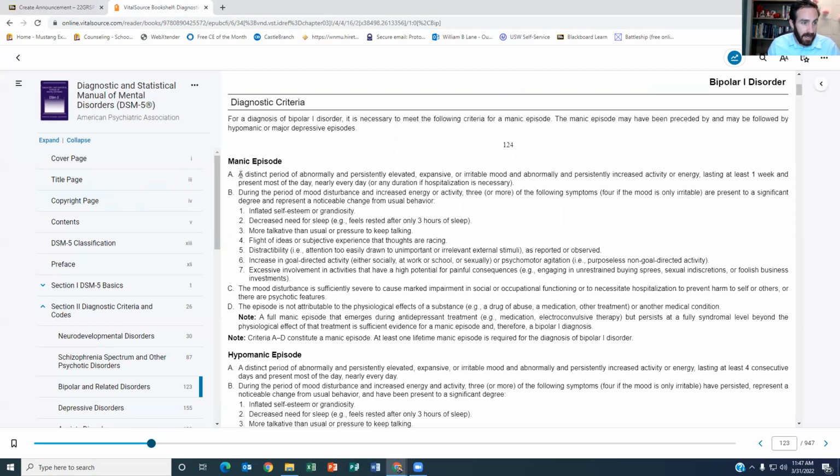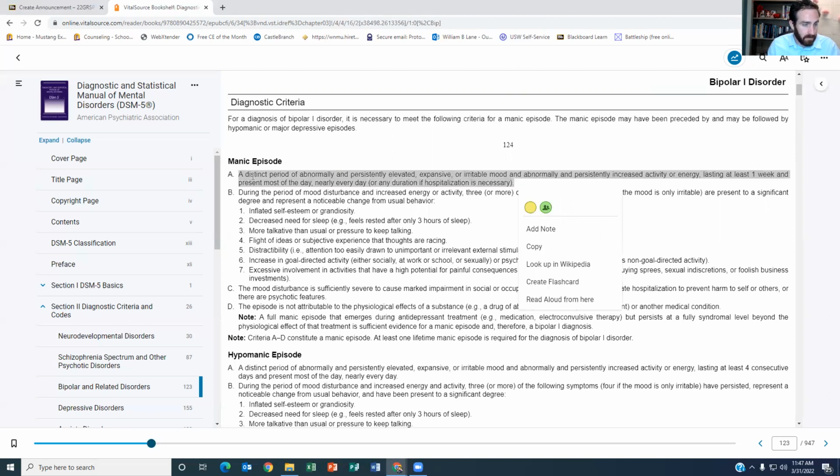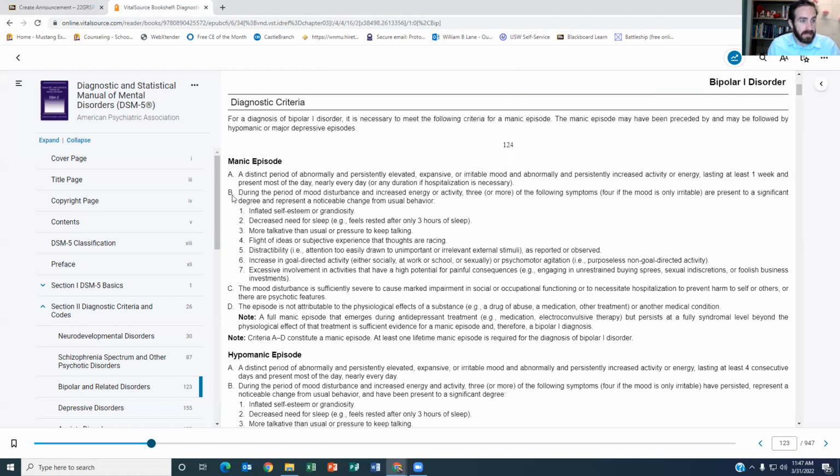So this is criteria A. It letters it out here. Then there's criteria B. Then there's criteria B 1, 2, 3, 4, 5, 6, 7. Then there's criteria C, then criteria D. So usually you have to have all the lettered criteria in order to have the diagnosis. So you have to have A, B, C, and D. As you will see though, D has these sub-criteria.